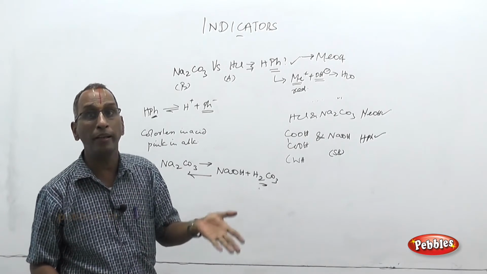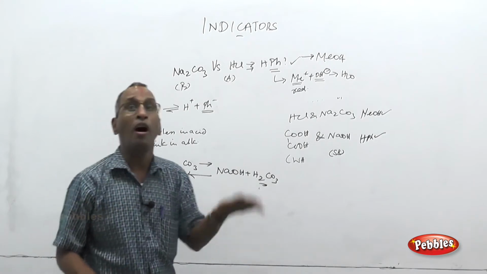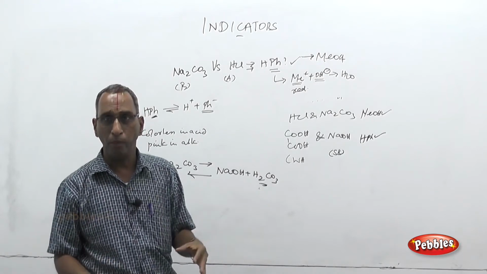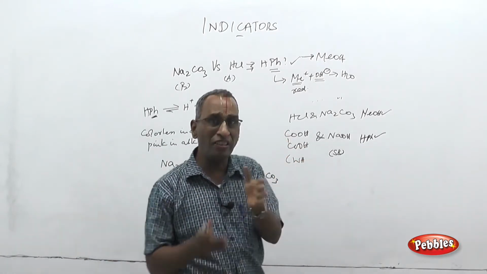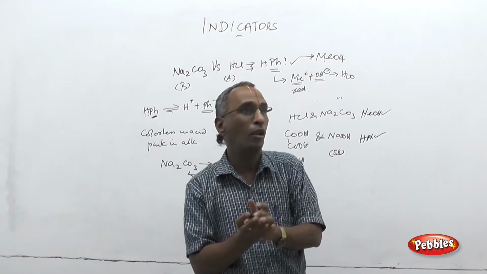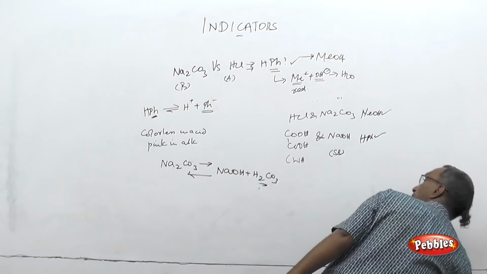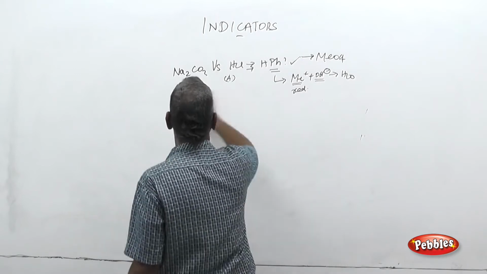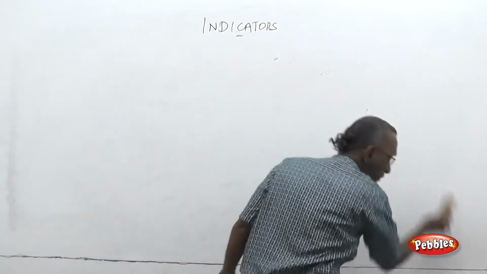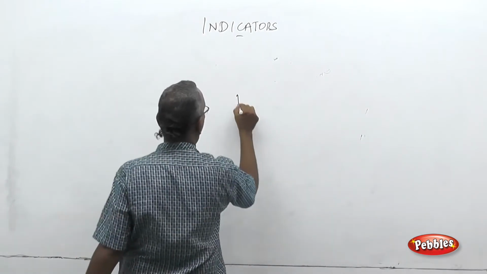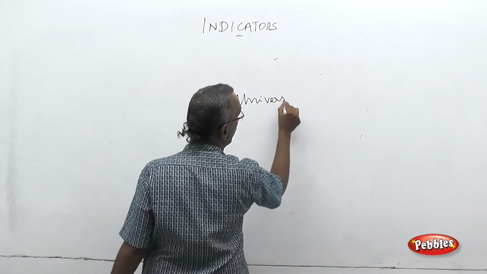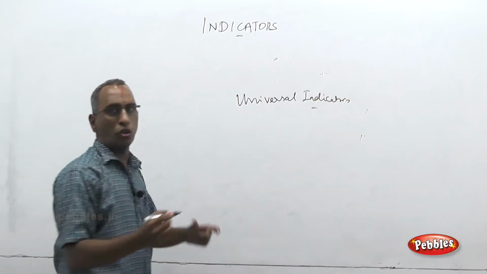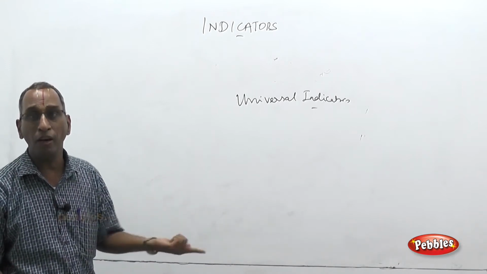Also, this limitation of indicator has been studied only with respect to ionic equilibrium by considering them as weak acid or weak base. So these are indicators used for particular types of titrations. Lastly, there is a type of indicator called universal indicator. These are individual indicators which are used either in alkaline medium or in acid medium. Universal indicator is one which is a mixture of different indicators. Universal means collection.